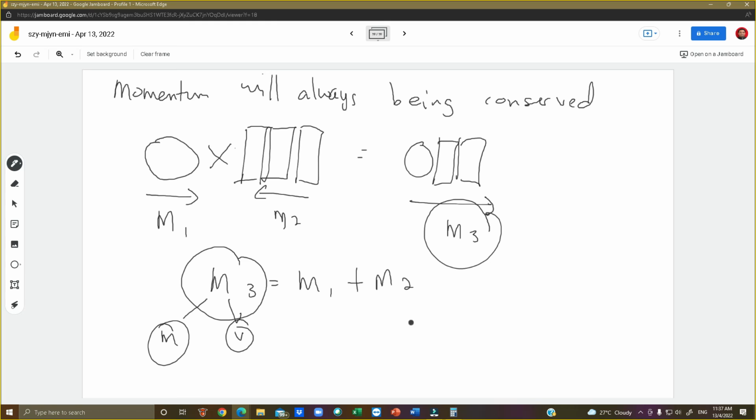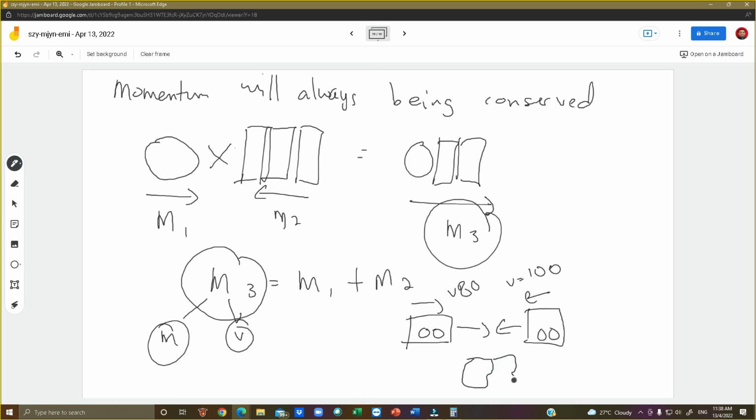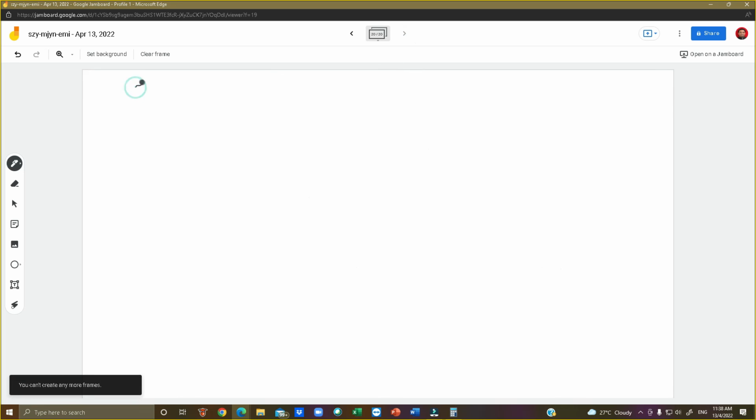Contoh paling mudah macam ni. Kita ada dua kereta kan, dua kereta bergerak. Satu bergerak pada kelajuan 80, satu lagi bergerak pada kelajuan 100. Berlanggar. So lepas berlanggar, kereta ni dia akan jadi satu kompleks baru melekat. Dia mungkin akan bergerak, tapi berat dia dan pergerakan dia akan menyebabkan this momentum is equal. Tak faham? Contoh.